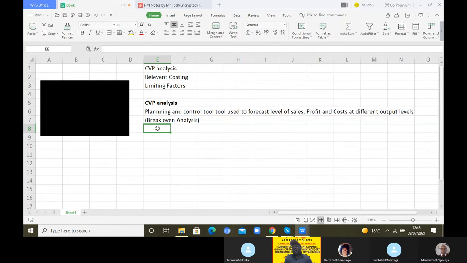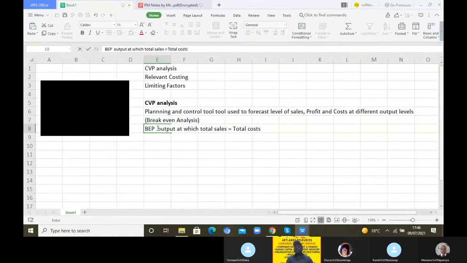Break-even means you are said to have broken even when you are just making enough to cover costs. In other words, you are not earning profit, neither are you incurring losses. The output level at which total sales equals total costs is called the break-even point. At this point you are neither making profit nor incurring losses.